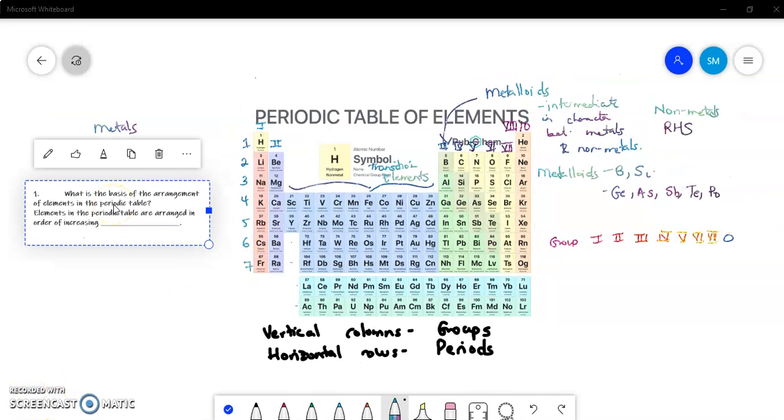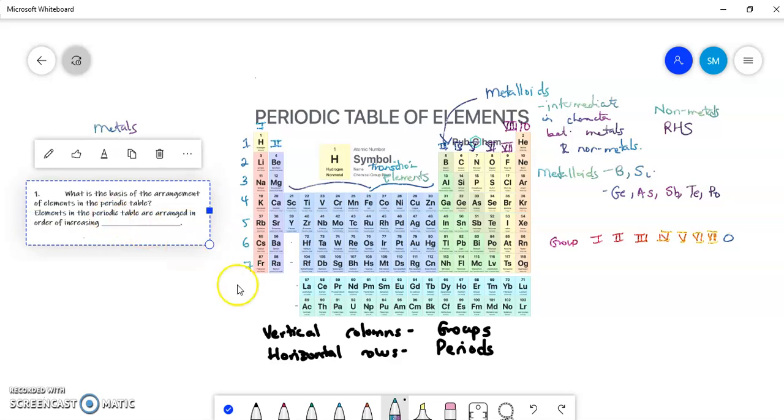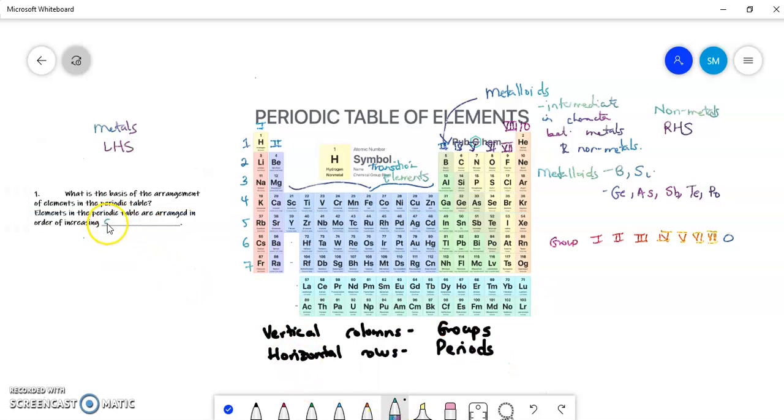Let us continue our notes by talking about the arrangement of the elements in the periodic table. So to begin with, we say that elements in the periodic table are arranged in order of increasing atomic number. That is, we read the periodic table from left to right. So hydrogen, helium, lithium, beryllium, boron, etc. The elements in the periodic table are also arranged into groups and periods.